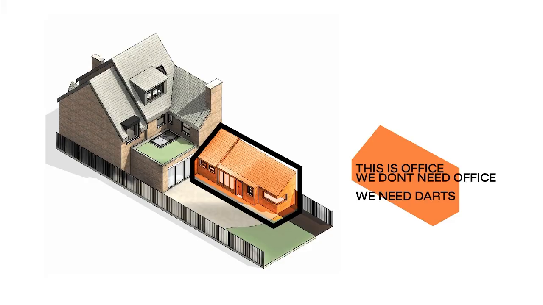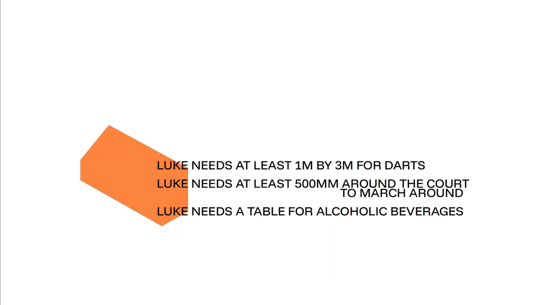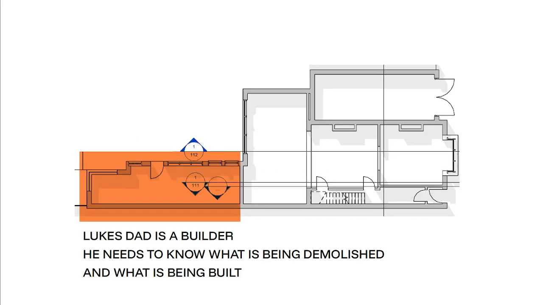So some very basic constraints. There's a 1 by 3 meter area you need for darts. That's the brief. You need 500 mil around the court, just so you have circulation space. Probably want a bit more than that. And then we want just a little bit of room for tables and things like that, between the darts.